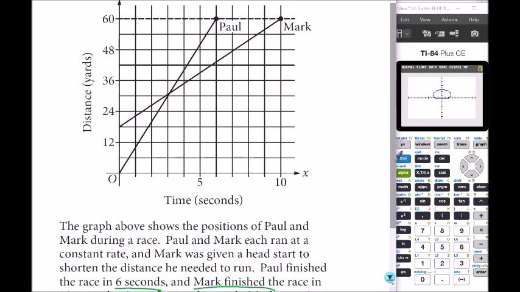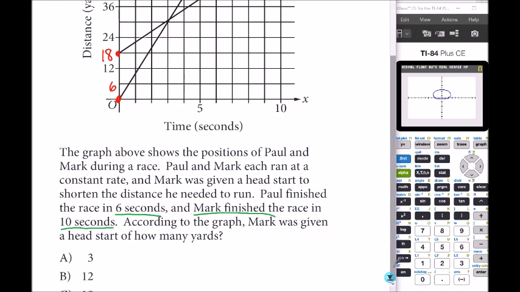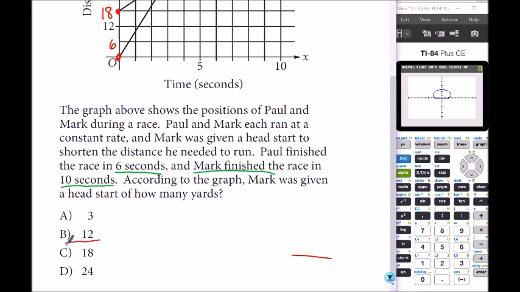So where's Mark? The y-intercept is where they started. Paul started at 0 distance. Mark started at, as you can see, it's increased by 6, so it's at 18. Increased at 18, so it is C.